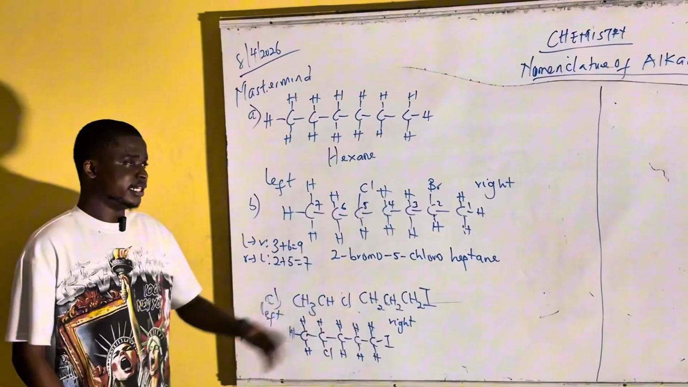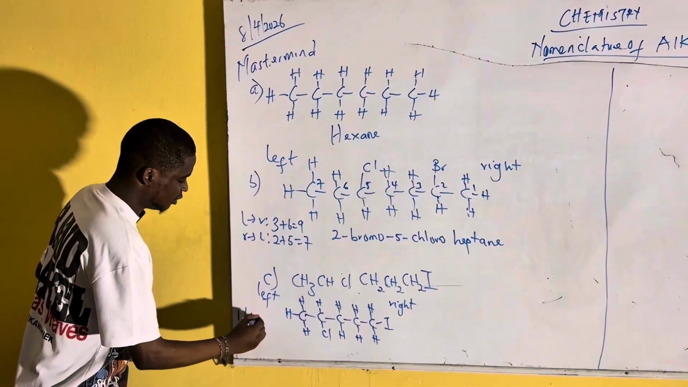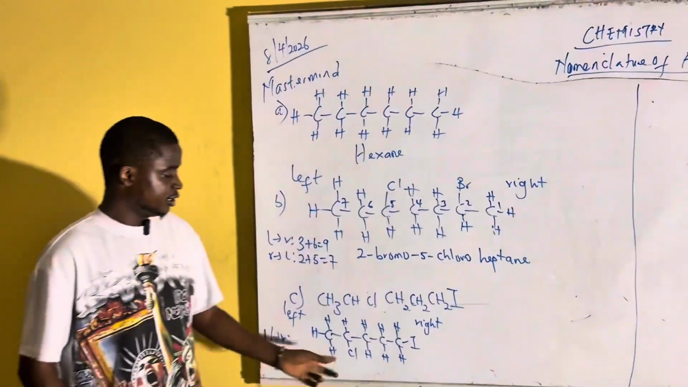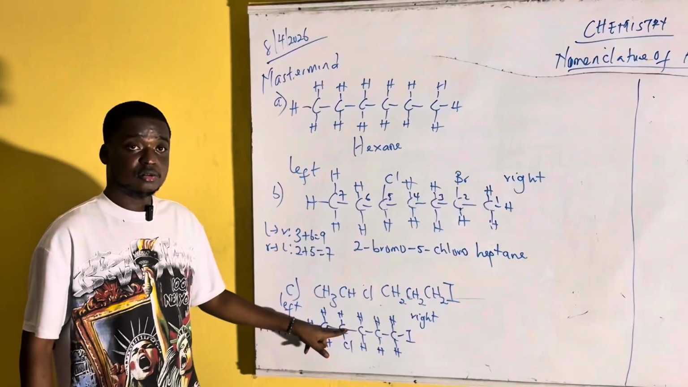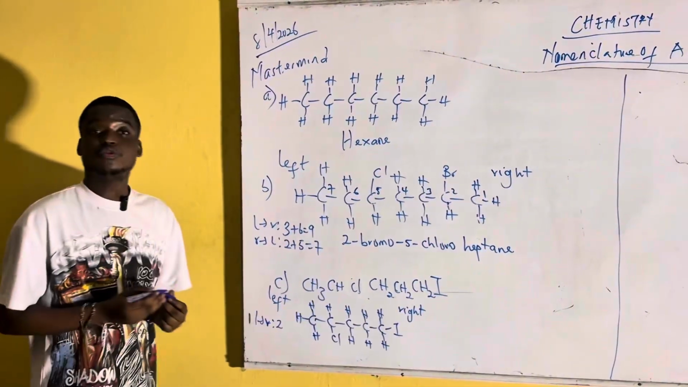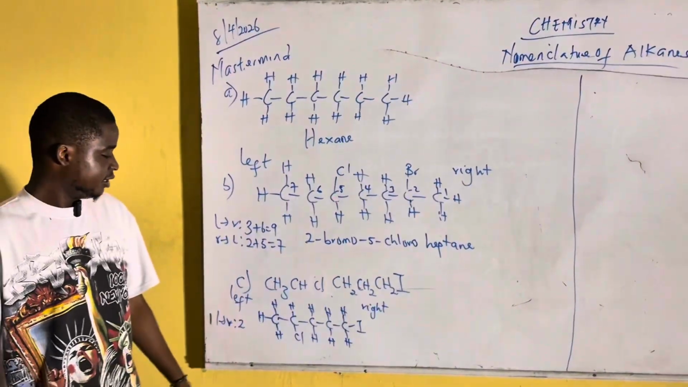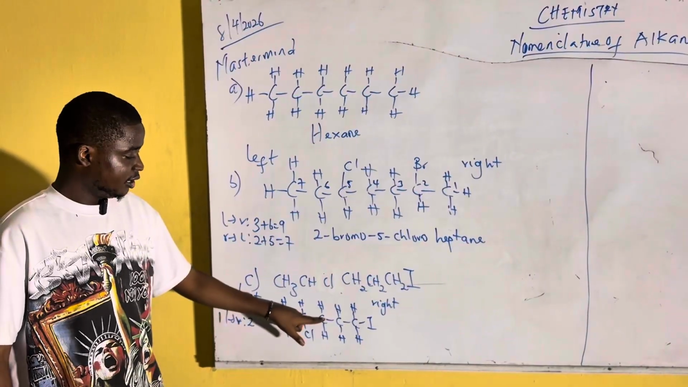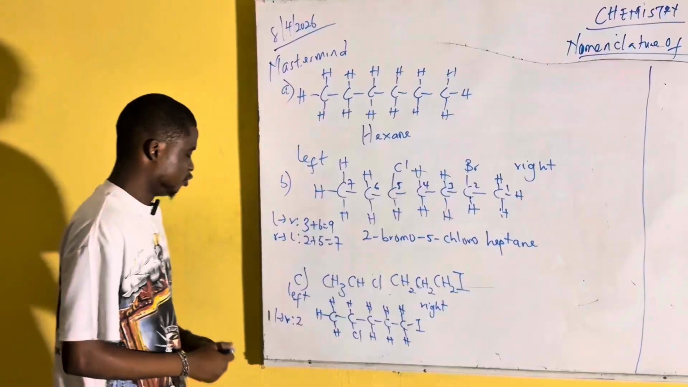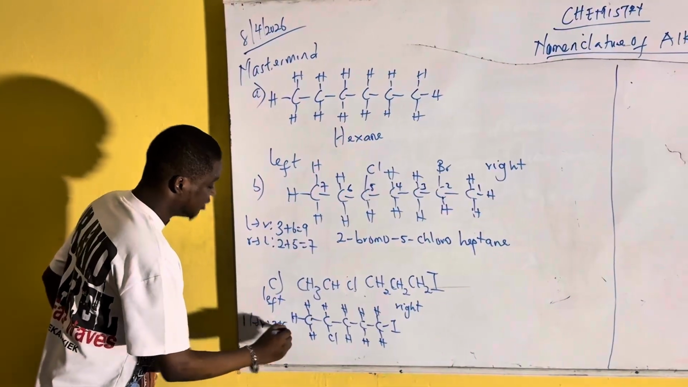Now from left to right, what carbon does this chlorine have? We have 1, 2, so chlorine is on carbon 2. Then let's get the carbon to which this iodine is attached: 1, 2, 3, 4, 5. So the iodine is attached to carbon 5. So 2 plus 5 gives you a sum of 7.